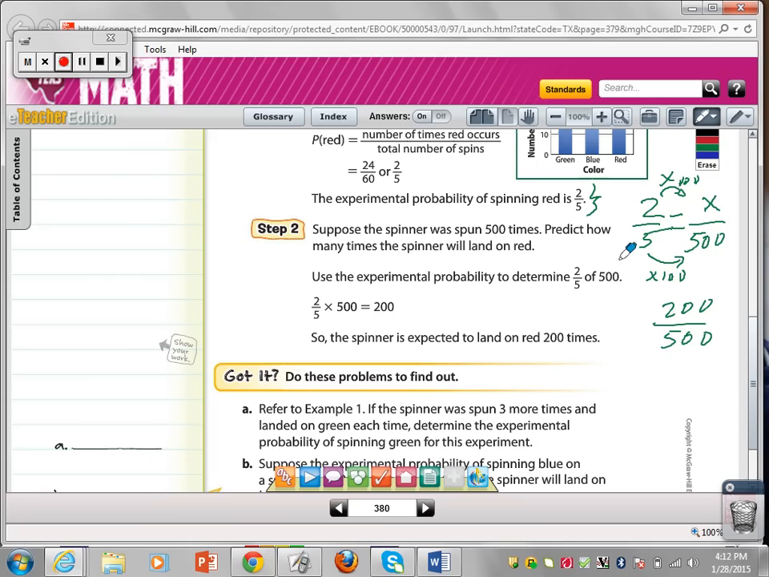Alright, now what this means here is that you multiply 2/5 times 100, which means you multiply the top and the bottom. So you can get this. Or another way you can do it is you multiply 2 times 500, which will give you 1,000, and then divide it by 5, which brings you back to 200.